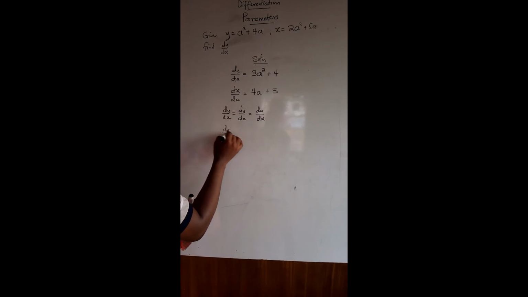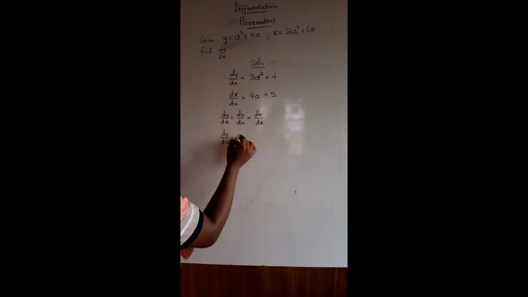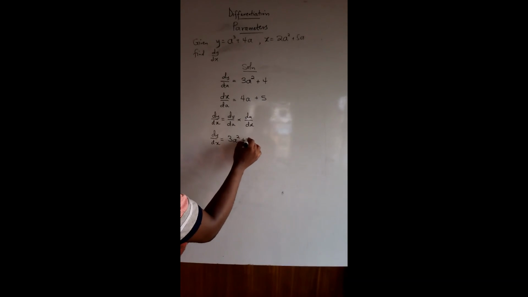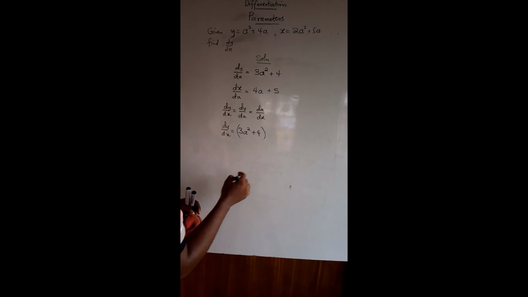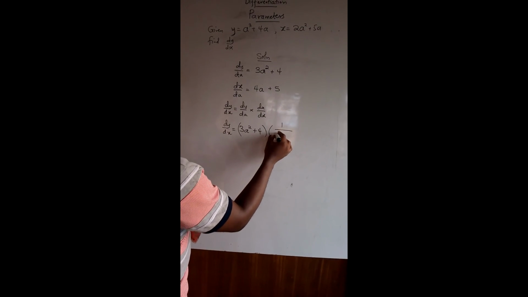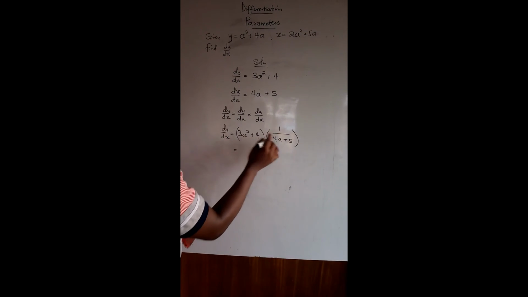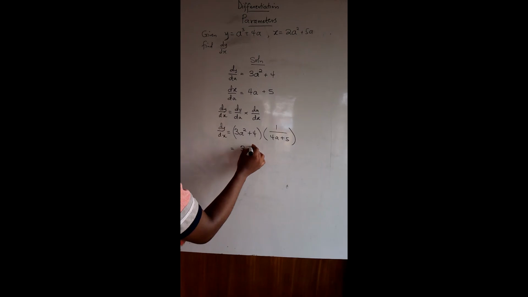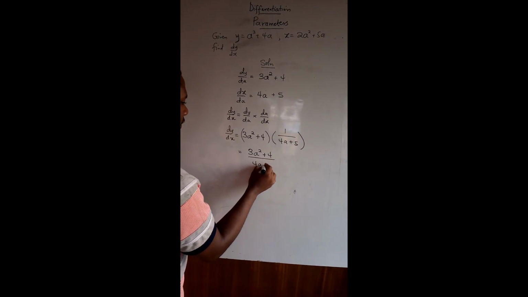So our dy dx will be equal to dy dA, which is 3a squared plus 4, and then dA dx, which is the inverse of that, so 1 over 4a plus 5. In the end, when they multiply, we get 3a squared plus 4 all over 4a plus 5.